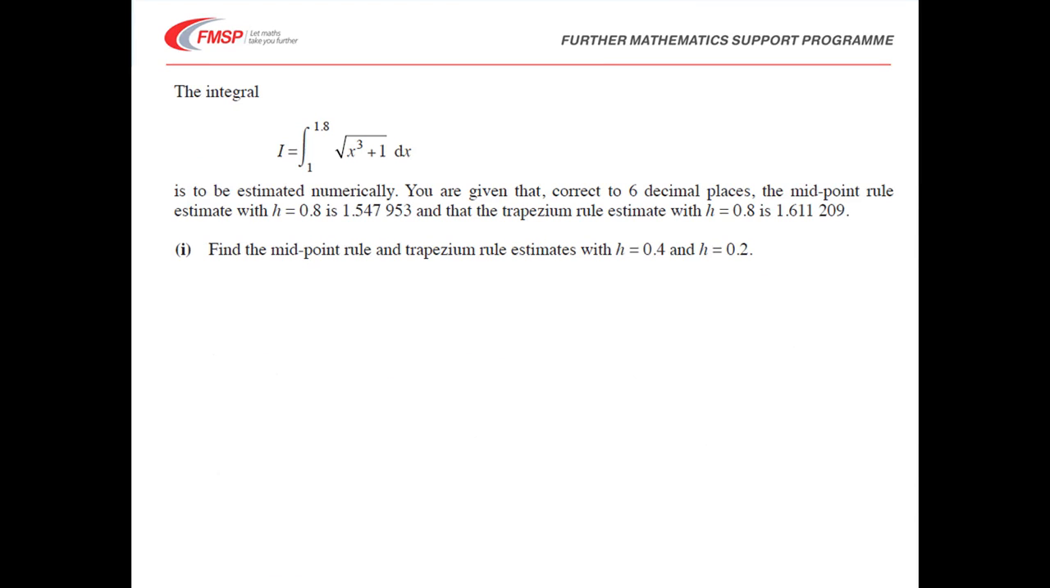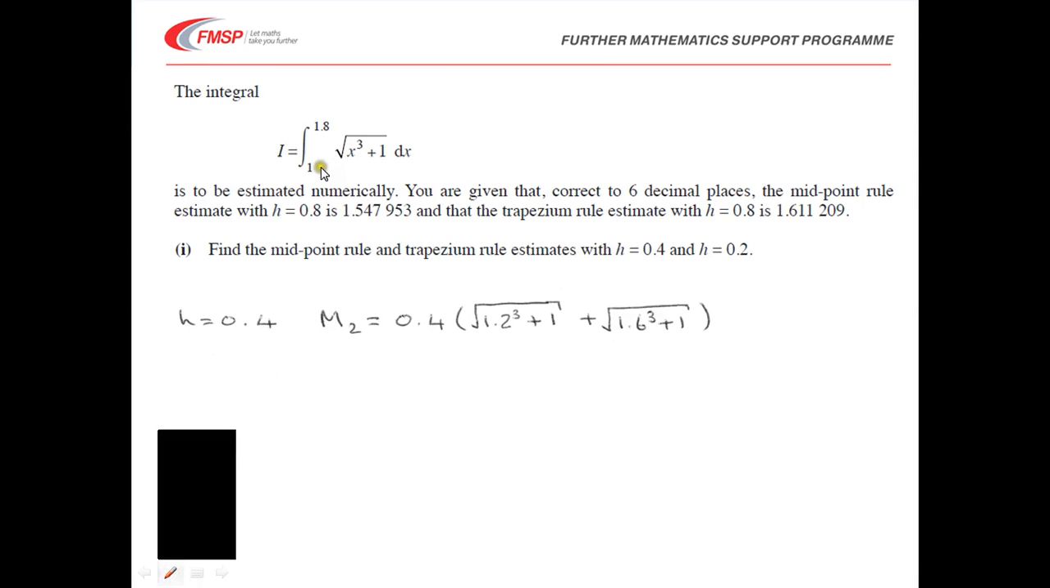Okay, so we've got to find the midpoint rule estimate with h equals 0.4. Now the way the midpoint rule estimate works is you're splitting it up into rectangles, and if h equals 0.4, what we're doing is we're splitting it up into 2 rectangles. Now I know that because the gap between the limits on my integral, well, it's 1 and 1.8, so the gap is 0.8. And if I've got h equals 0.4, that goes into that twice, so I'm going to have 2 rectangles.